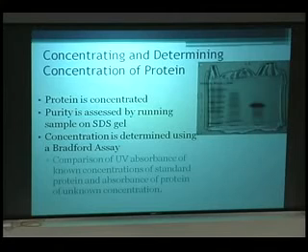Then we determine the concentration using a Bradford assay, which is just a standard laboratory technique, where we compare the UV absorbance of a known concentration of a standard protein with the absorbance of our unknown, or our known protein, but of unknown concentration.